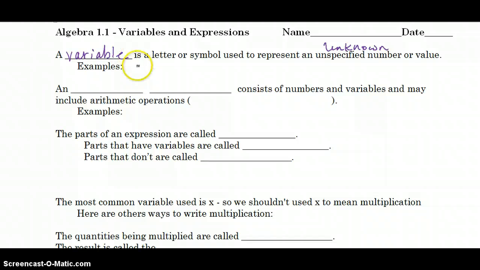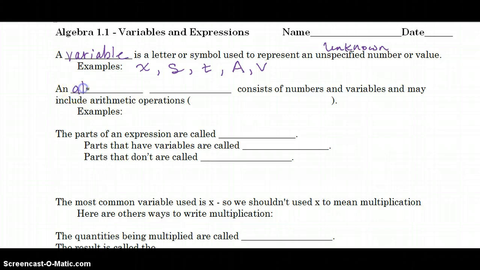For example, x is the most popular variable. Sometimes you'll see s, and I would like for you to always put a little tail on your s so that we don't think it's a 5. t is a very popular variable. But sometimes in geometry they'll use a capital A for area or V for volume.